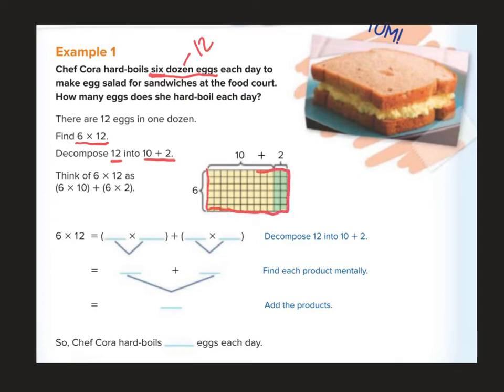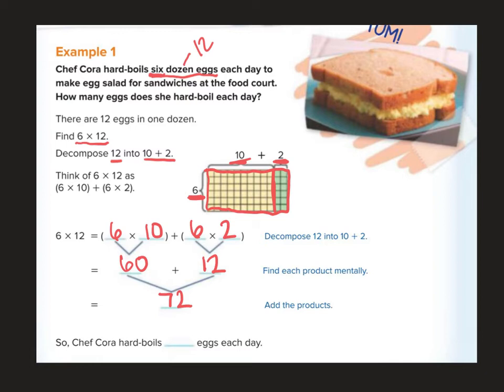Remember, we didn't draw all the little tiny boxes. We just did 6 times 10, which is 10, 20, 30, 40, 50, 60. And then I need to do 6 times 2 to get 12. And 60 plus 12 is 72.